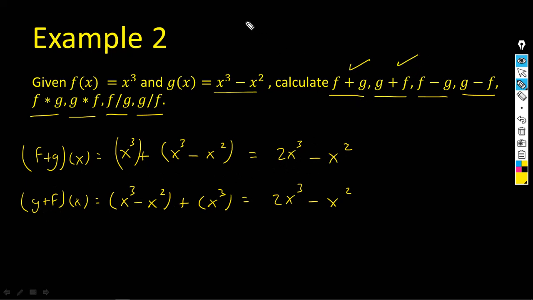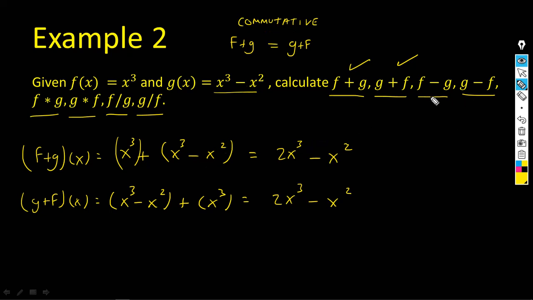I had already told you that word, commutative. Okay, this operation plus is commutative with respect to functions. And that means that whether you do first one function plus the other, or the other function plus the first one, it doesn't make any difference. That's what this word means, commutative.